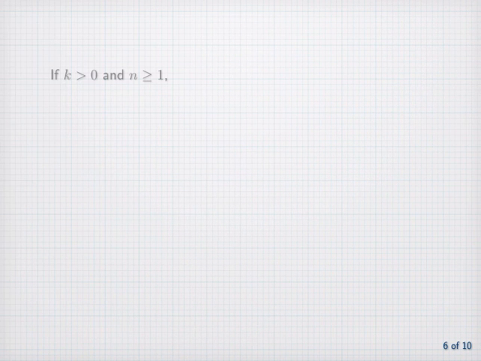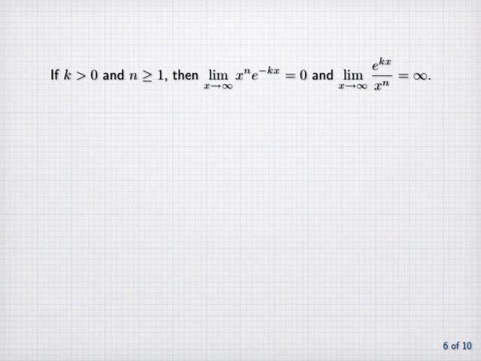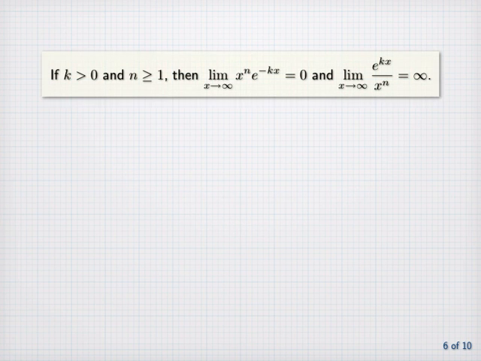Now let's use L'Hopital's rule to show that if k is positive and n is an integer greater than or equal to 1, then the limit as x goes to infinity of x to the n times e to the minus kx is equal to 0, and the limit as x goes to infinity of e to the kx divided by x to the n is equal to infinity. So we really only need to prove one of them.